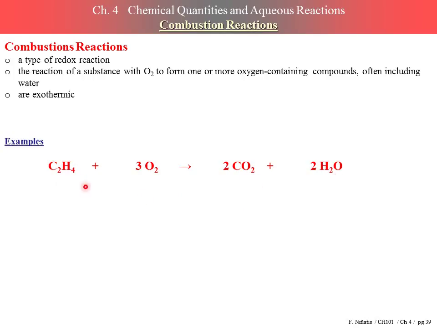So, when you have a combustion reaction with oxygen of an organic compound that contains only carbon and hydrogen, and that's the only combustion reactions that we will see, the product is carbon dioxide and water. What you will have to do is to balance it after that. Another one.